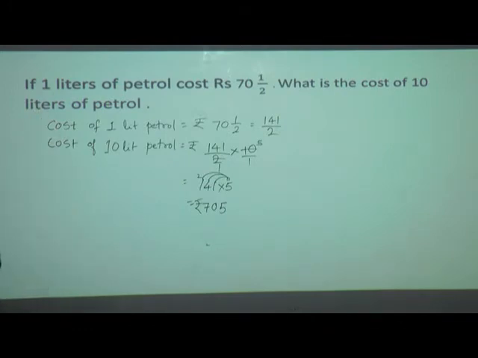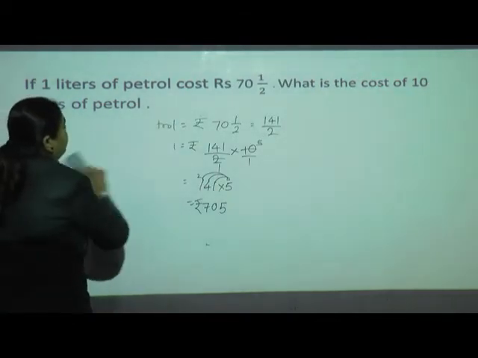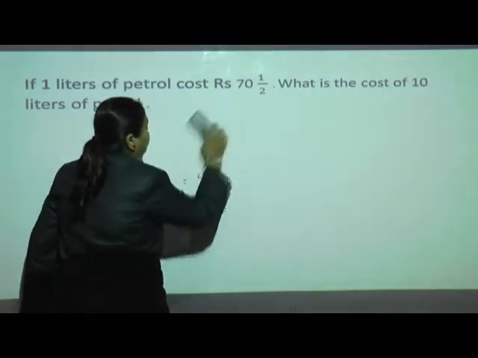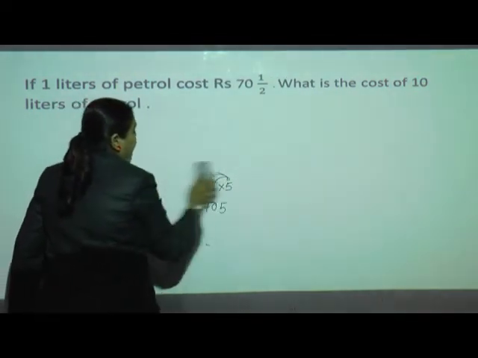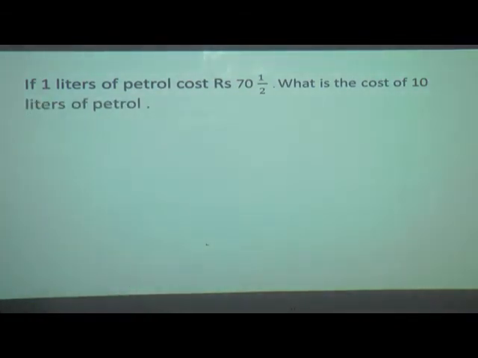Here it is very easy and the petrol cost is very low. In practical life we are not finding this cost of petrol, so the amount will increase. When you know the cost of 1 liter of petrol, you can find out the cost of any number of liters of petrol. If you want 25 liters or 35 liters, you can find the cost.